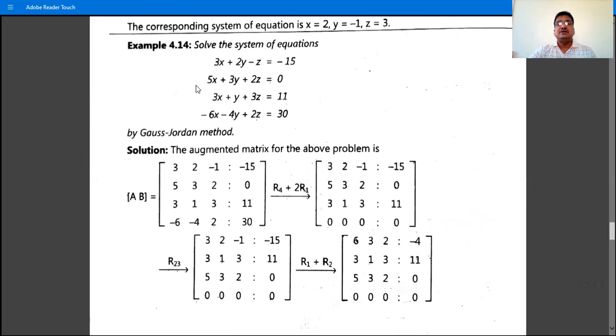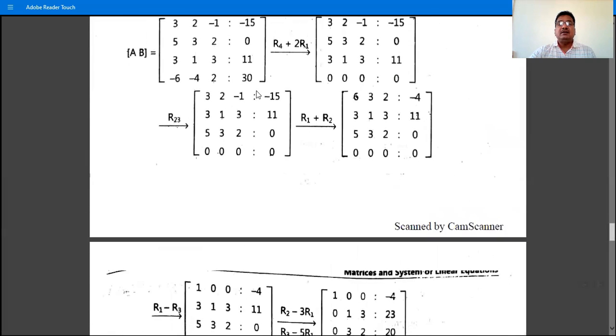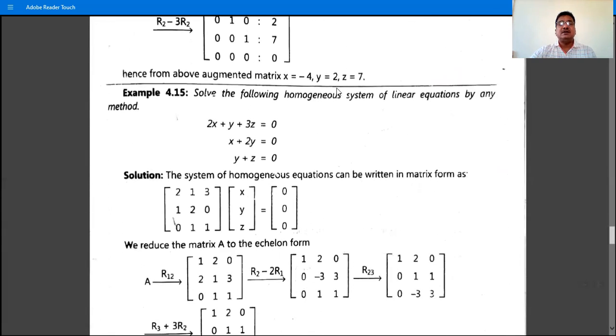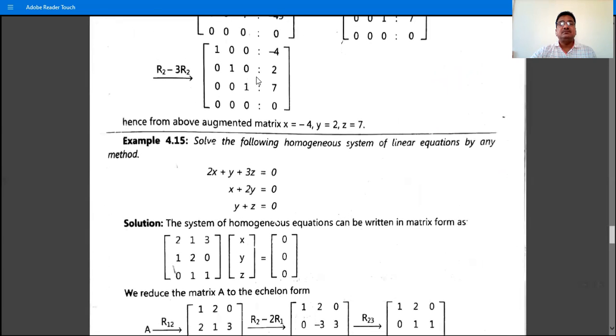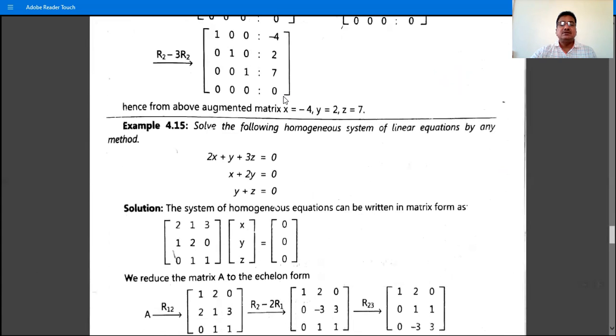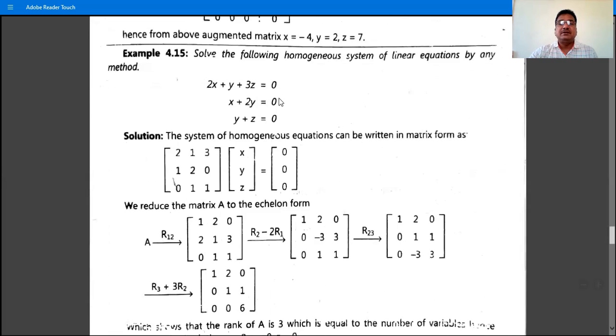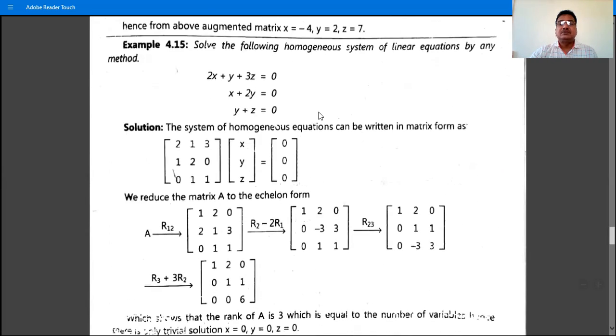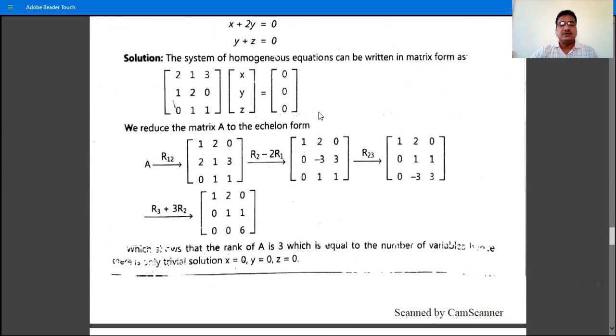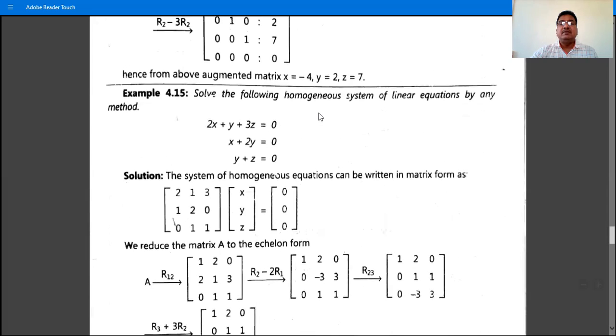The number of variables in the given system is 3, and therefore the given system is consistent and has a unique solution. And how can we obtain the solution? We rewrite the equations. So x is equal to -4, y is equal to 2, and z is equal to 7. So this is the Gauss-Jordan elimination method, or Gauss-Jordan method. So there are 2 methods to solve the system: the Gauss-Jordan elimination method and the Gauss elimination method.